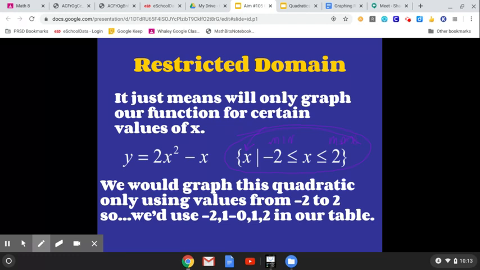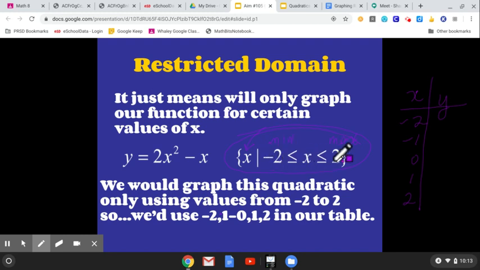So if we were to set up a table for this, we'd only be using the values from -2 to 2. So -2, that should say -1 here. I don't know why it says -0. I guess I messed those up. So -2, -1, 0, 1, and 2. Those would be the values you'd use in your table. So if I were to make a table, my table would only contain these values here. And then we look up on our graphing calculator what the values of y are. But that's what this means, okay?